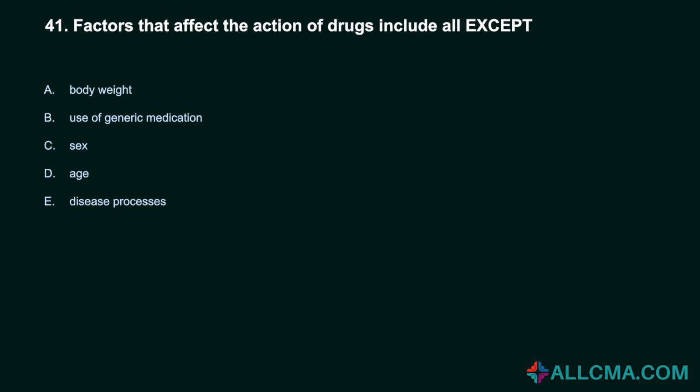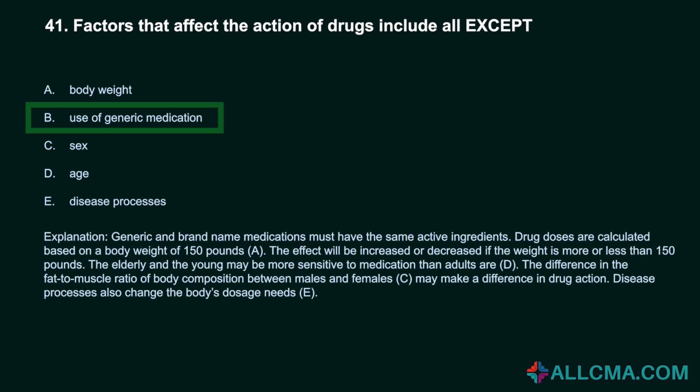A. Body weight. B. Use of generic medication. C. Sex. D. Age. E. Disease processes. Correct answer: B. Use of generic medication. Generic and brand name medications must have the same active ingredients. Drug doses are calculated based on a body weight of 150 pounds.